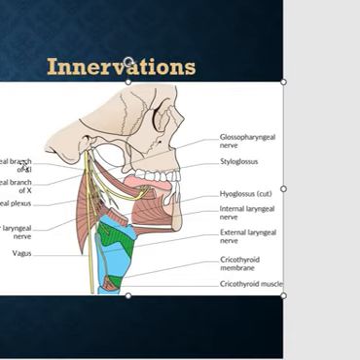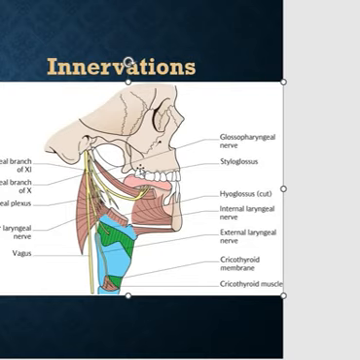So remember this: the vagus nerve is motor to all the muscles of the pharynx except the stylopharyngeus, which is supplied by the glossopharyngeal nerve. The glossopharyngeal nerve is sensory to the majority of the pharynx, except the nasopharynx. It does not supply the nasopharynx. What supplies the nasopharynx is the maxillary nerve, which supplies the anterior and the superior part of the nasopharynx.